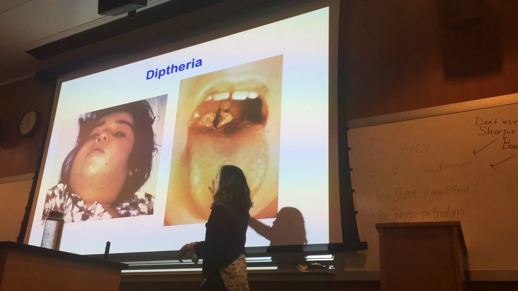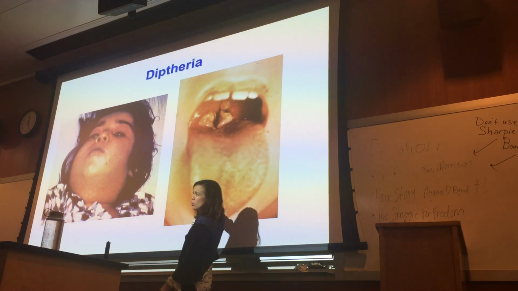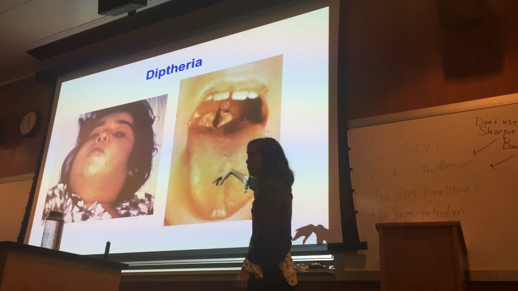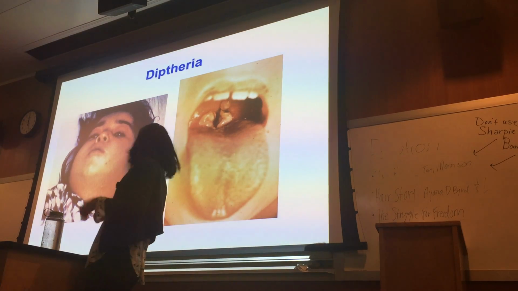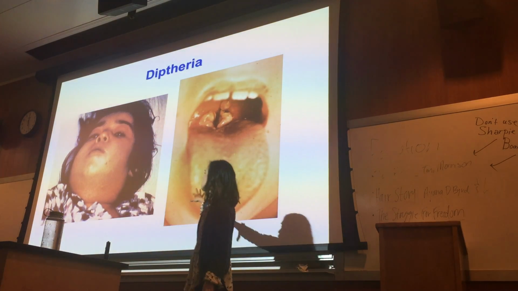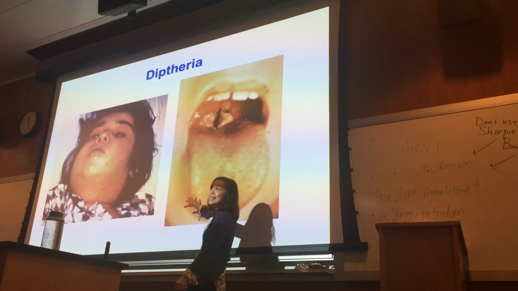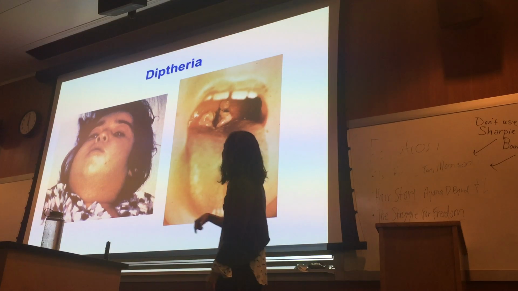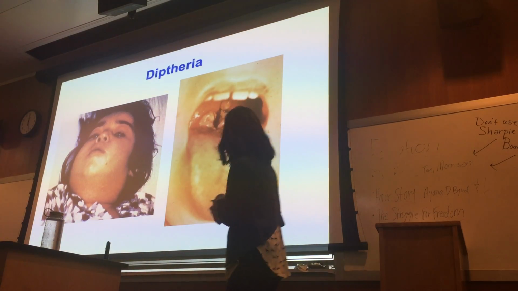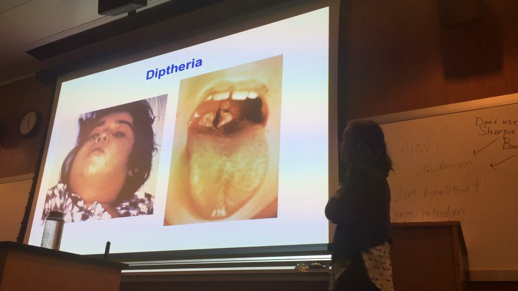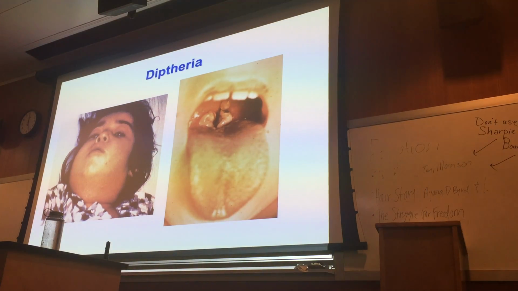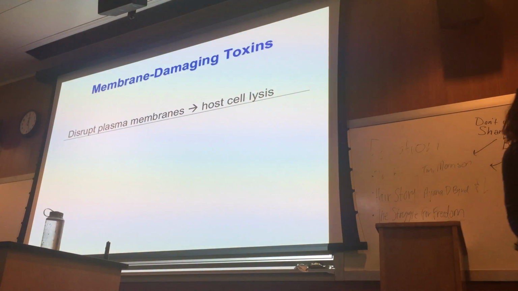So that's why the protection through the diphtheria vaccine is so nice. And it's actually included, we'll talk about this later on, in that DTaP shot, right? So it's included with your tetanus shot a lot of times. It's a combination. So that's one example of how AD toxins work.